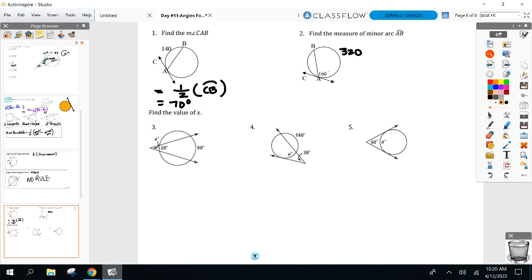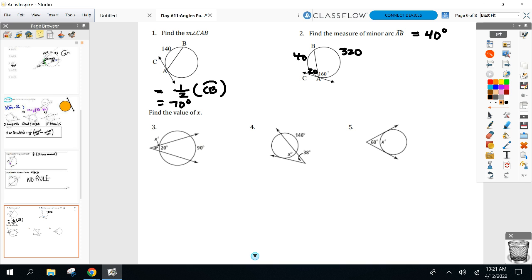There we go. So minor arc AB is 40 degrees. Could I also have done this, this is 20, double it and get 40? Yep, I could. All right. Just noticing that's a tweener.